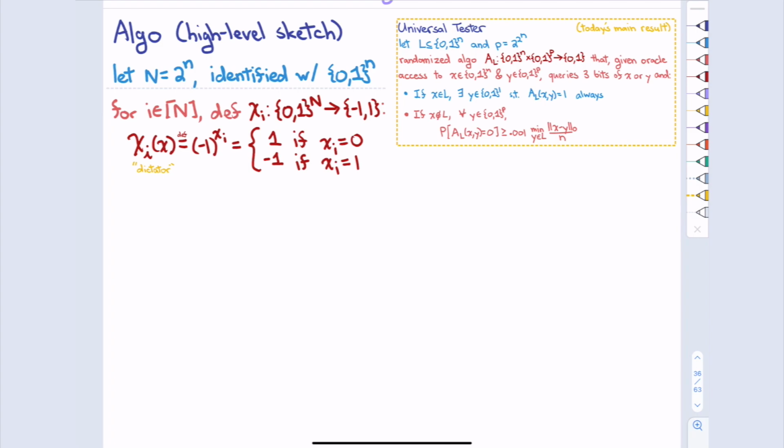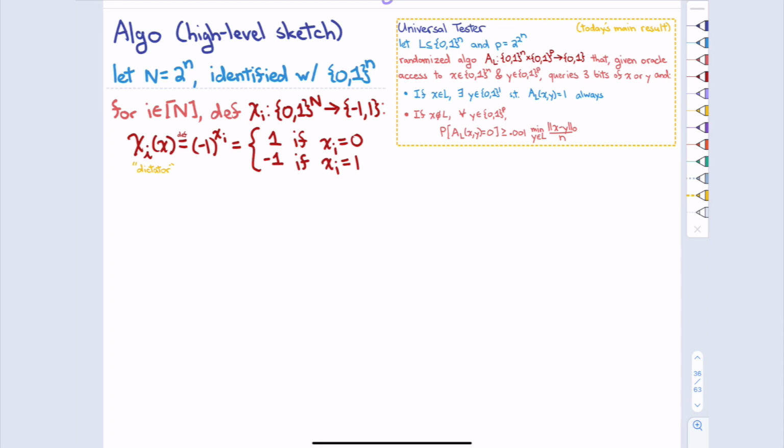Okay, sort of a funky thing. Let capital N be 2 to the n. I'm going to let chi_i, I think chi is x, right? So chi_i is defined as (-1)^{x_i}. So that's 1 if x_i is equal to 0, -1 if x_i is equal to 1. Okay, so it's a dictator function is the name for it.